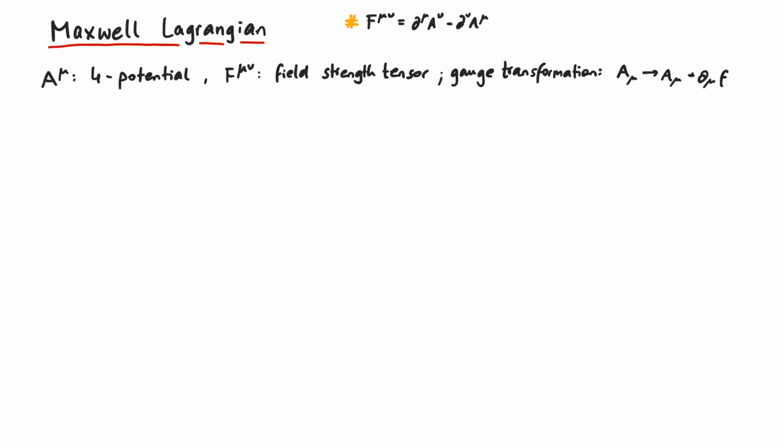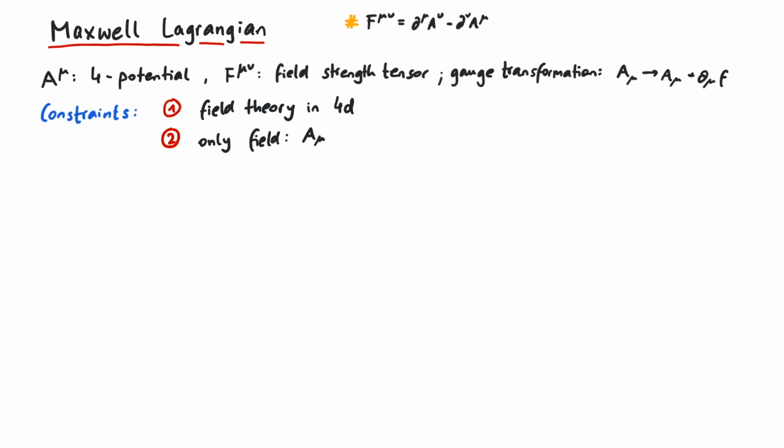Let's move on. Since we want to construct a theory based on what we see and measure experimentally, we can impose some constraints. First, we want to use a field theory in 4 space-time dimensions. Field theory is the modern view of physics, and it works really well. Second, the only field we want to consider is the electromagnetic field A_mu, sometimes called the Maxwell field. We do not consider any electrons or quarks, just the electric and magnetic fields.